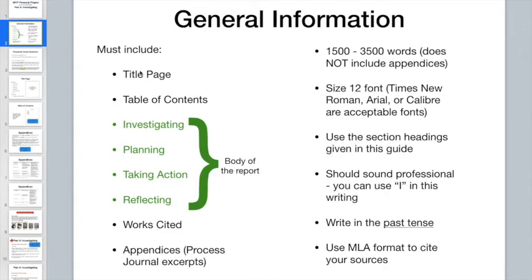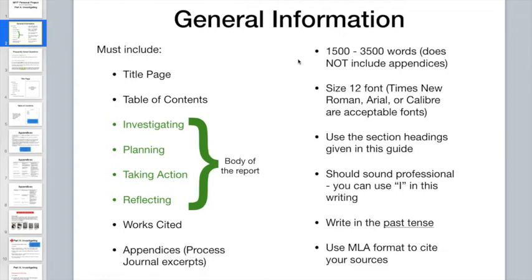So, general information about the report and what it must include. You need a title page and table of contents. You'll have the 4 sections in the body of the report: investigating, planning, taking action, and reflecting, a works cited page, and your appendices, which are the process journal excerpts. And I'll go into more details about how you include those and what they look like.